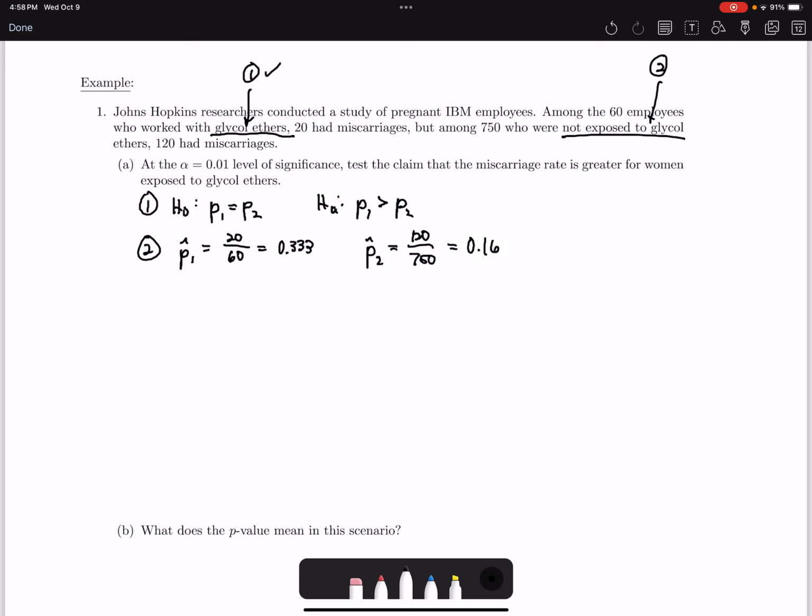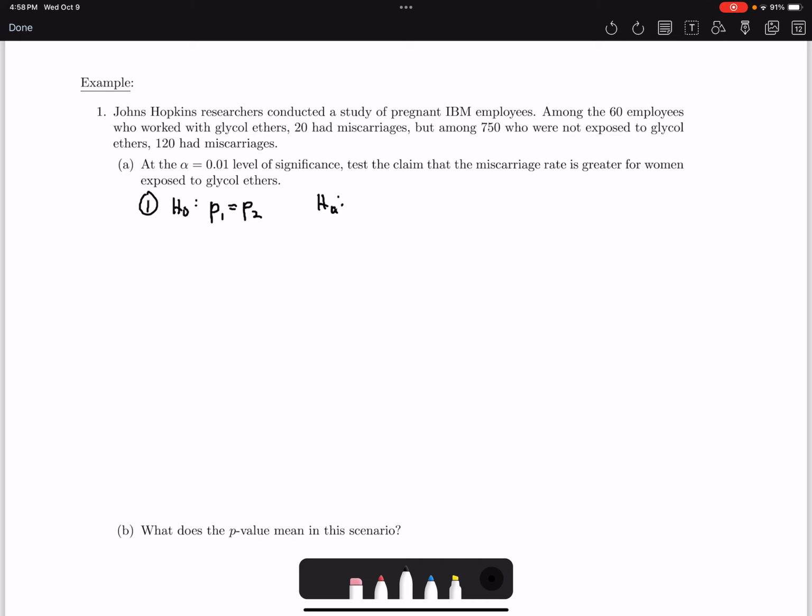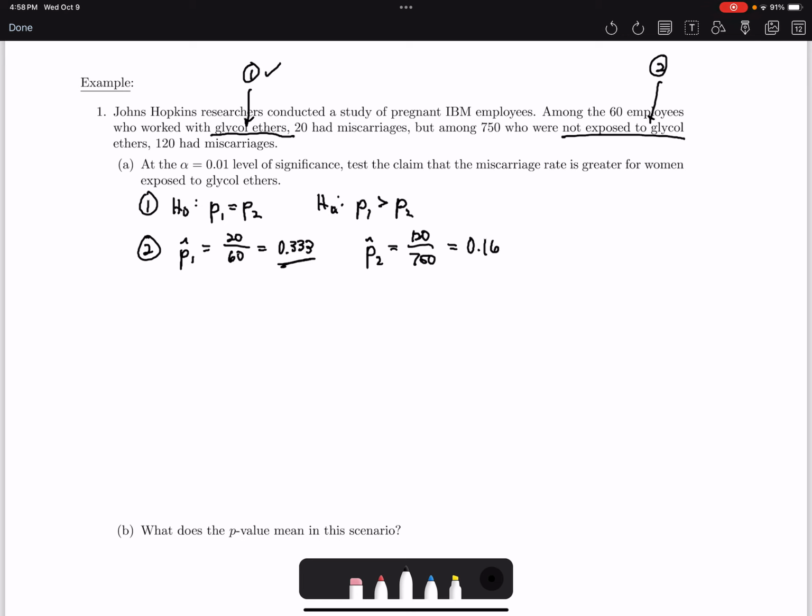So right off the bat, before I even run this test, I'm noticing that the sample proportion of miscarriages among women exposed to glycol ethers is twice as large as the sample proportion among women not exposed. To me, that is a red flag. I suspect that we're going to end up rejecting the null hypothesis here. But the only way to know for sure is to go ahead and run the test. And so we should compute the p-value.